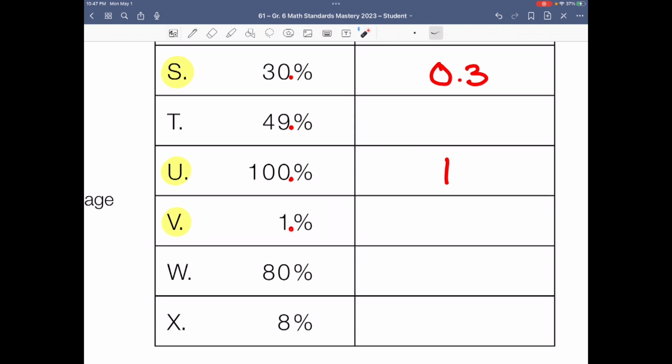Letter V. We need to make 2 scoops to the left, so it helps if you add a leading 0. And now when you do your 2 scoops, 1, 2. Decimal, leading 0. 0.01.